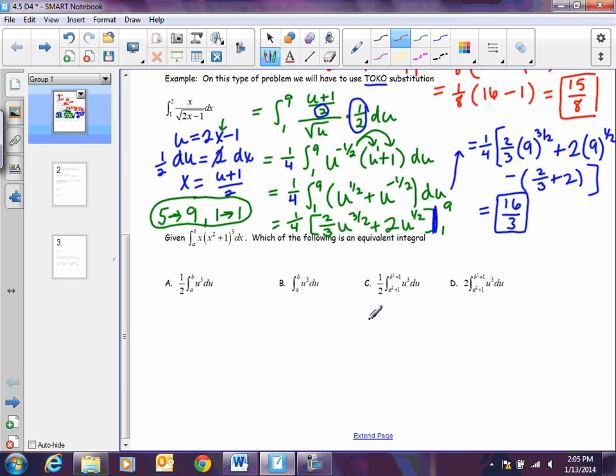Okay, so on this next problem, look at what we're given. What's different about this one? A and B.